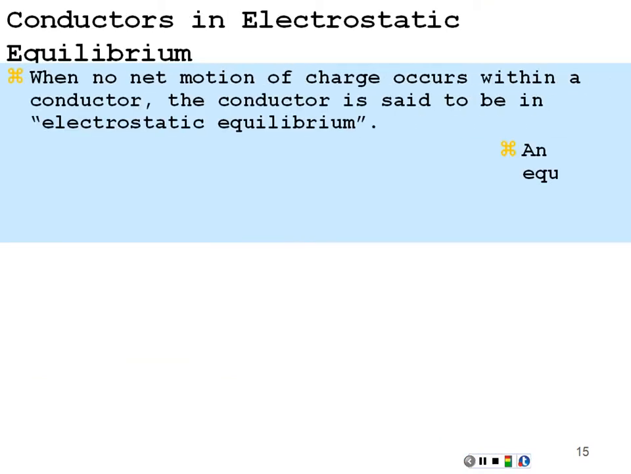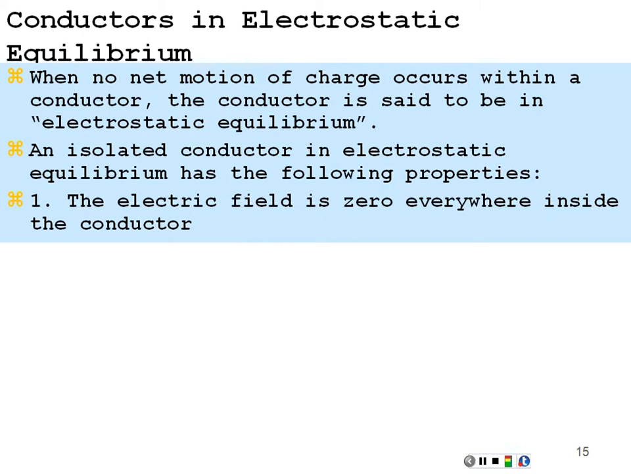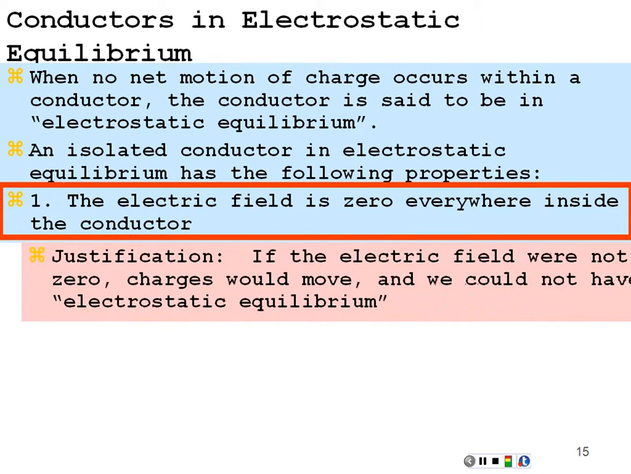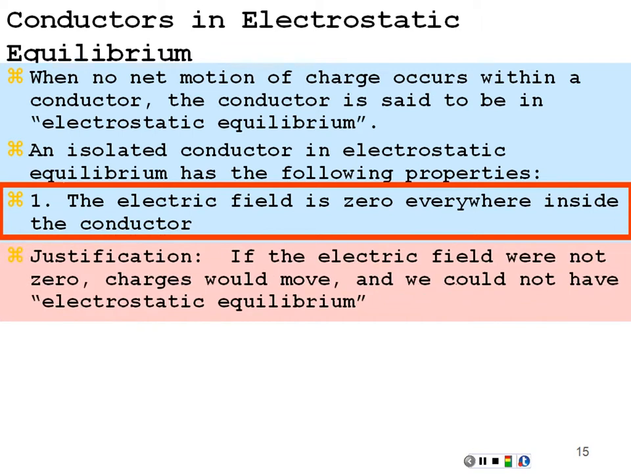Speaking of conductors, if we had a conductor in electrostatic equilibrium, we will have the following 4 properties. The electric field is 0 everywhere inside the conductor. This is justified because if it were not 0 and we had charges inside the conductor, they would move under the non-zero electric field until they could move no more. And hence, eventually, we would establish electrostatic equilibrium where they are no longer moving.